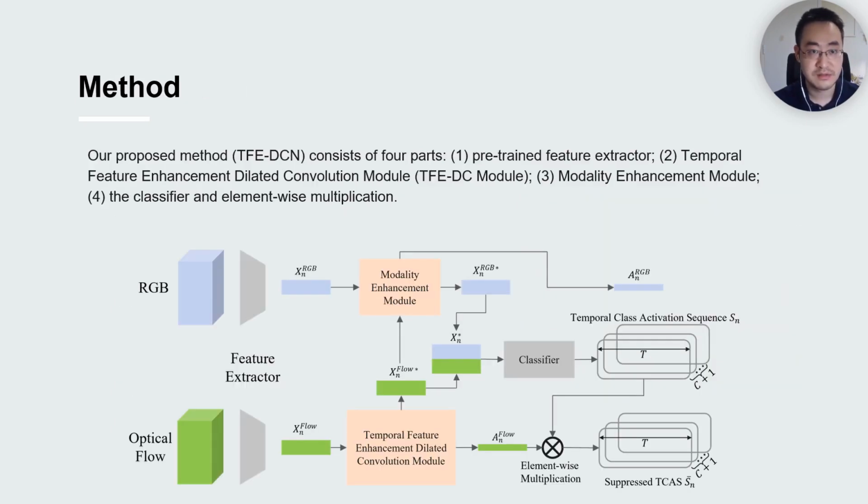Our method consists of 4 parts. First, a pre-trained feature extractor that outputs RGB features and optical flow features. Second, the TFE-DCN module that generates enhanced optical flow features and temporal attention weights. Third, the Modality Enhancement Module that generates enhanced RGB features and spatial attention weights. Fourth, the classifier and element-wise multiplication that generates the temporal class activation sequence and suppresses the TACS.